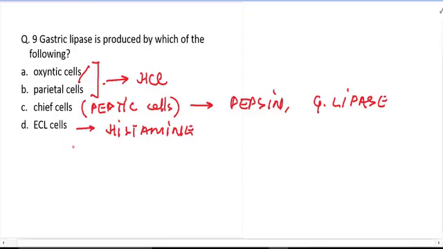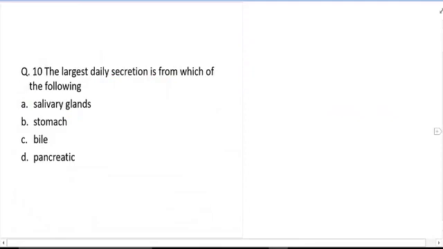So the answer to this question becomes your chief cells. Next, let's see. The largest daily secretion is from which of the following?